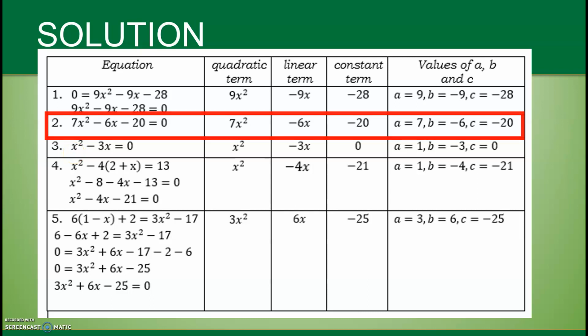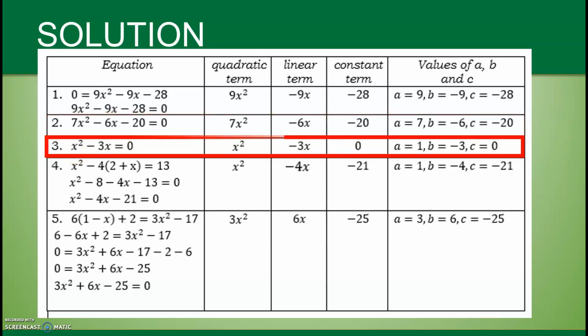And then number 3, right? So x squared minus 3x. Sir, is this a quadratic? It's not complete. Yes, it's quadratic even if it's not complete. So we can identify now the quadratic term, which is x squared, and then the linear term is negative 3x. The constant is 0. So a is equal to 1 and b is negative 3, c is 0. And obviously there's an invisible 1 there.